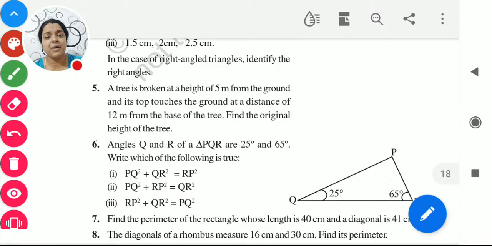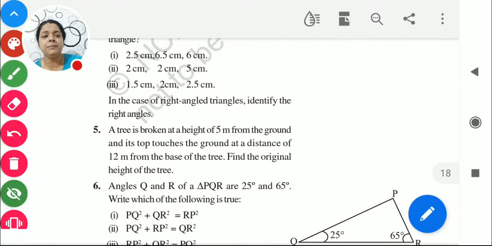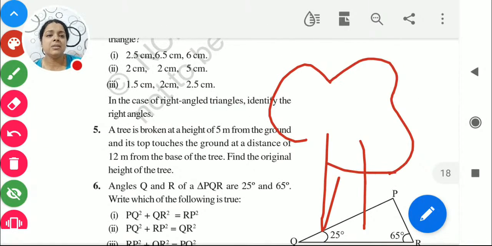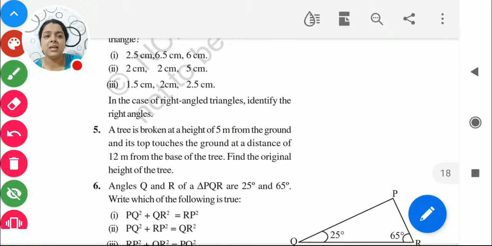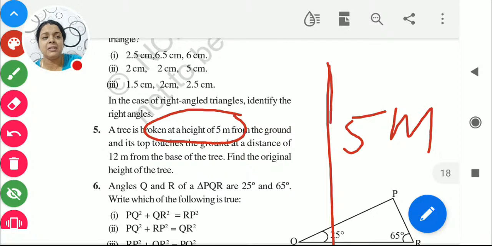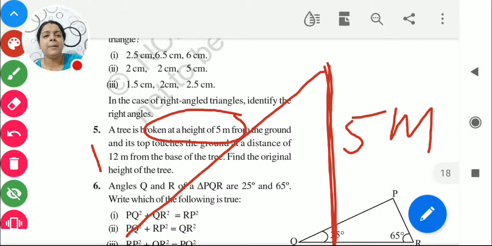So coming to question number 5, a tree is broken. You just imagine there is a tree here, and this tree is broken at a height of 5 meter from the ground and its top touches the ground. So you just imagine from here the tree is broken and it falls down this side. Generally it happens when the tree falls down, it touches the ground. So same applies here. Broken at a height of 5 meter. At this height it breaks, and its top touches the ground 12 meter away.